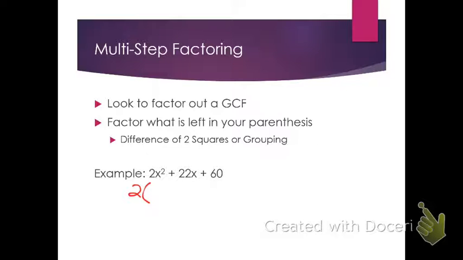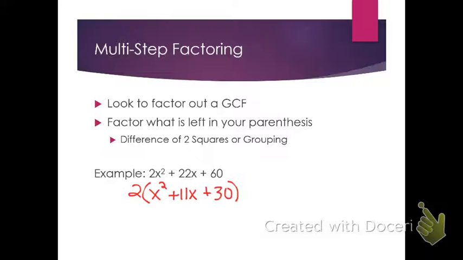Remember that factoring out a GCF is the opposite of distributing. So to figure out what's left in the parentheses, you ask yourself, what would you distribute this to? So we would do 2 times what is 2x squared, 2 times x squared is 2x squared. 2 times what is 22x, 2 times 11x is 22x. 2 times what is 60, 2 times 30 is 60.